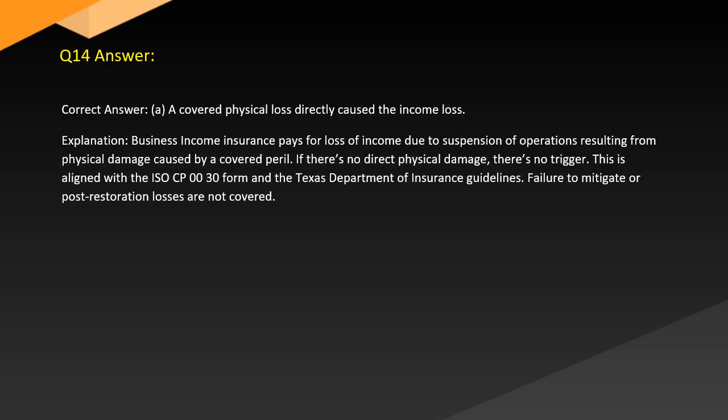Answer. Correct answer: A. The covered physical loss directly caused the income loss. Explanation: Business income insurance pays for loss of income due to suspension of operations resulting from physical damage caused by a covered peril. If there's no direct physical damage, there's no trigger. This is aligned with the ISO CP 030 form and the Texas Department of Insurance guidelines. Failure to mitigate or post-restoration losses are not covered.